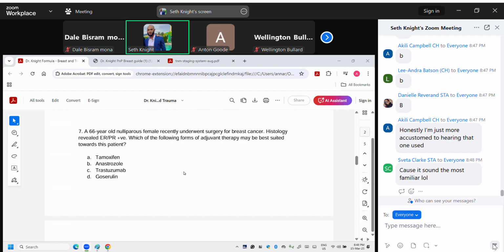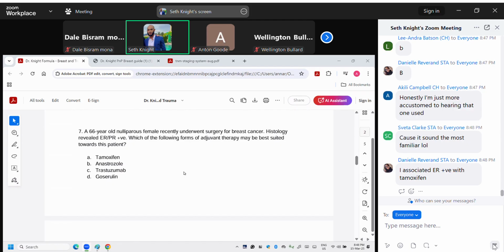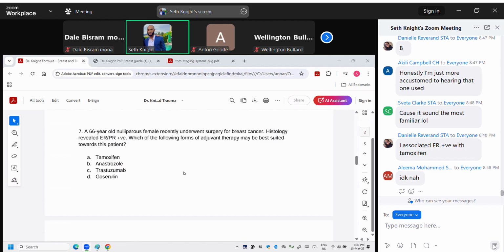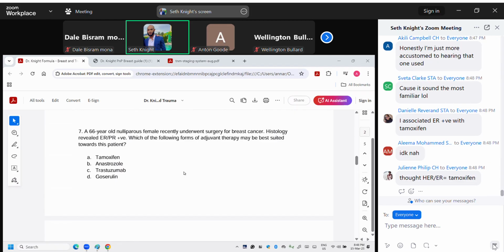I just remember from radiotherapy they give postmenopausal women this. Honestly, I'm just more accustomed to hearing that one because it sounds familiar. I associated ER/PR positive with tamoxifen. Okay, sure.